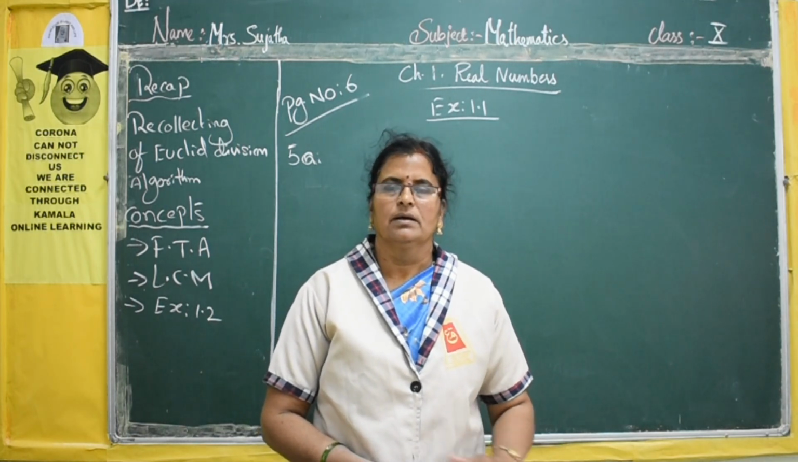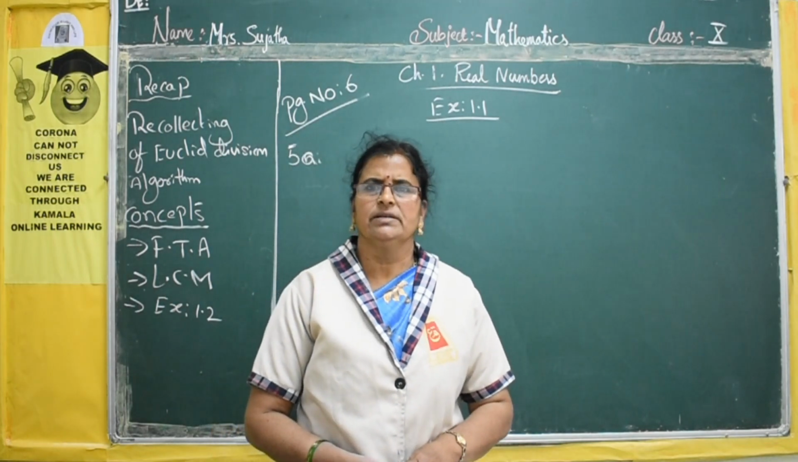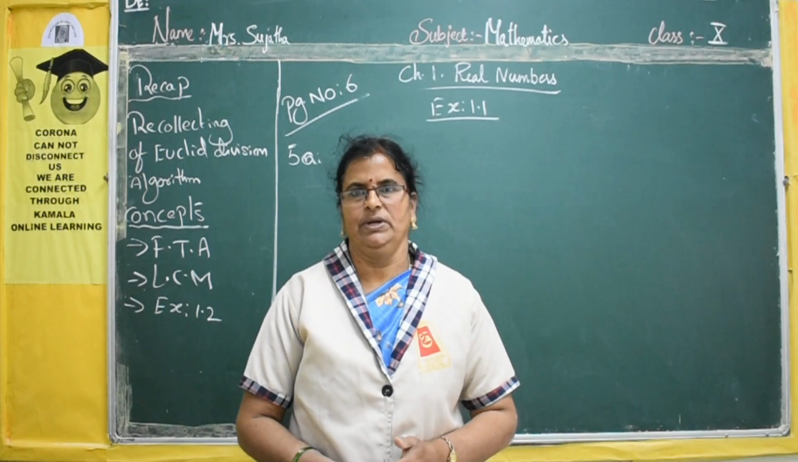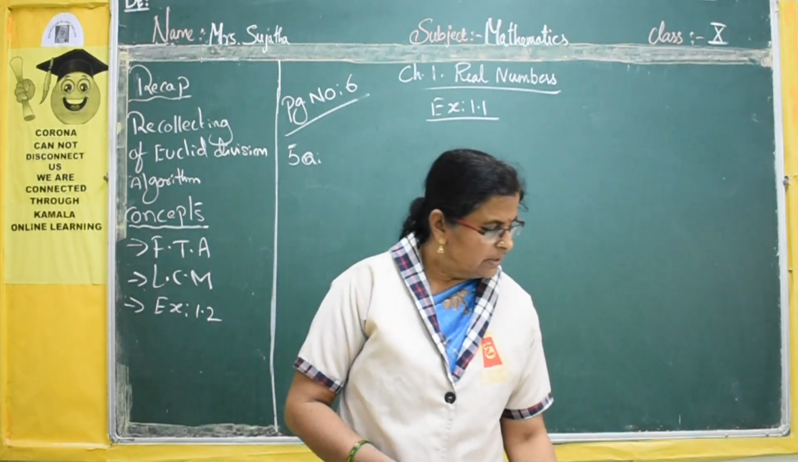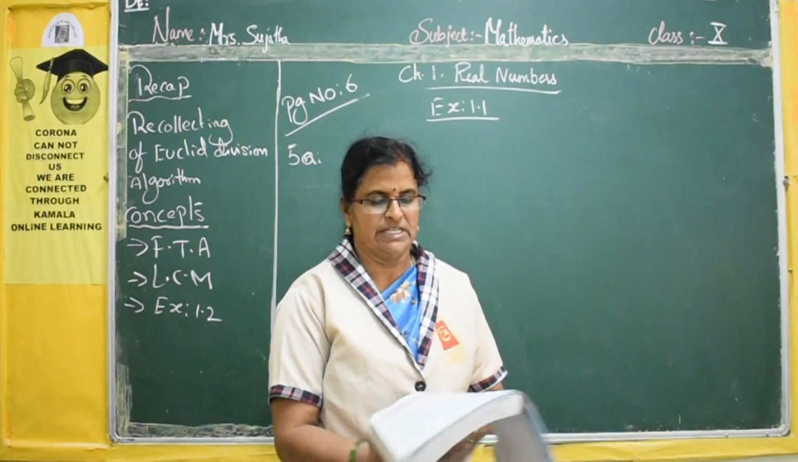Okay, come to the class. Now, what did we study in the previous session? Squares and cubes of any positive integer. Now, in exercise 1.1, the fifth sum is left, that I will explain now.